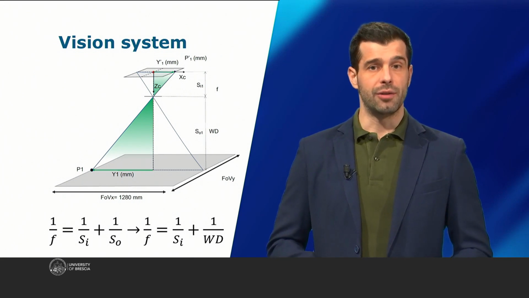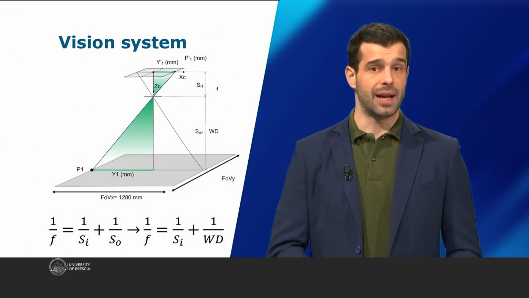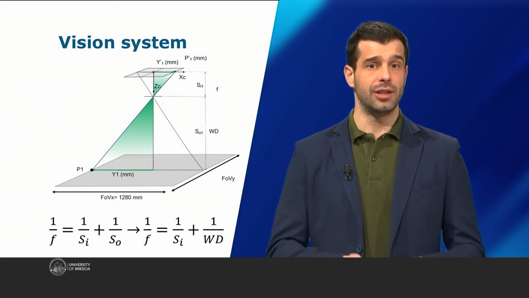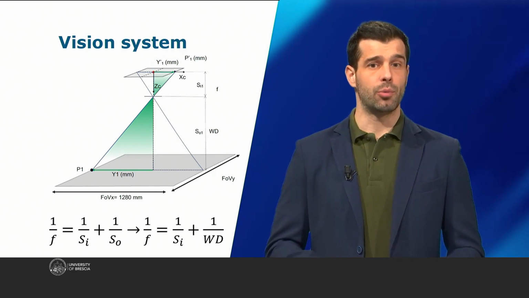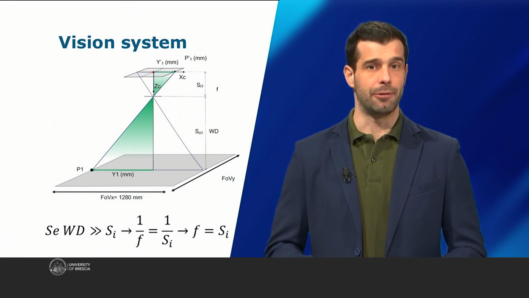And what are the laws that govern the system? We already know one of them is the relationship that connects them: object distance, image distance, and focal length. In this case, we call the object distance the working distance, or WD. From this formula, we see that if the working distance is much greater than the image distance, the focal length is exactly equal to the image distance. This means that if the object is very far away compared to the space between the lens and the sensor, which is almost always the case, then the image will form exactly at a distance equal to the focal length.